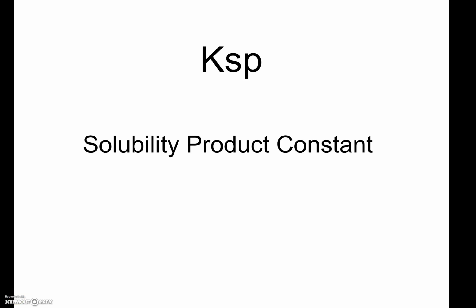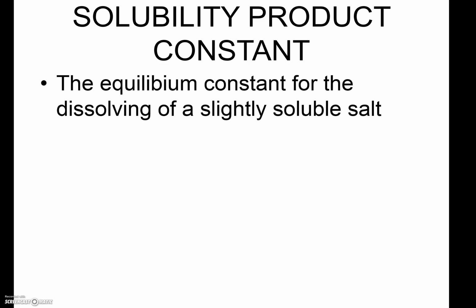Solubility product constant, or KSP. When we talk about our solubility product constant, we're looking at another type of equilibrium constant. And in this case, we're looking at the equilibrium constant for the dissolving of a slightly soluble salt in water.